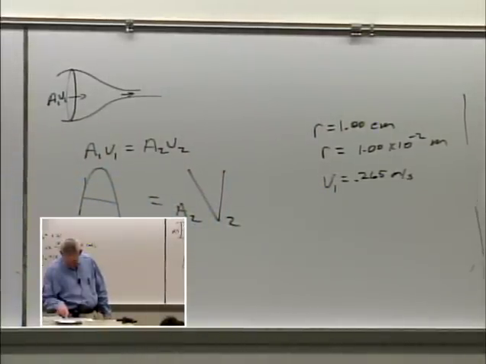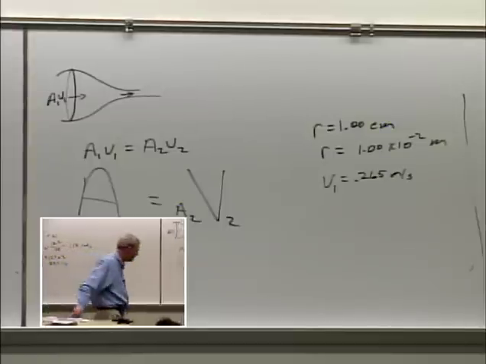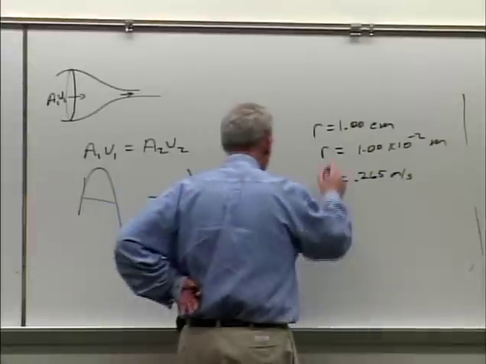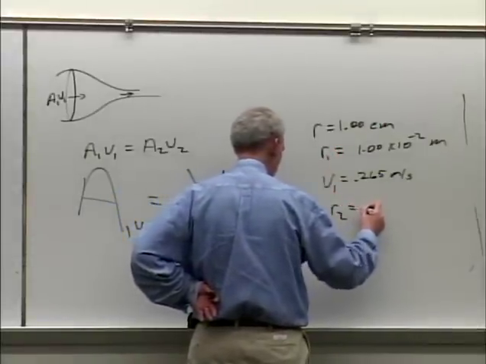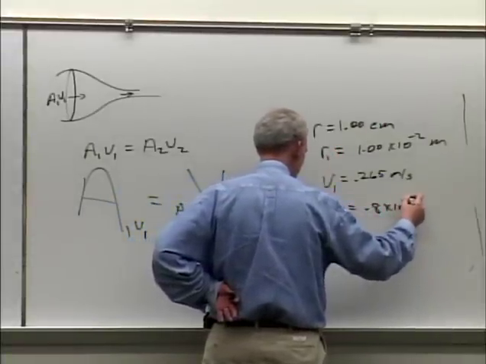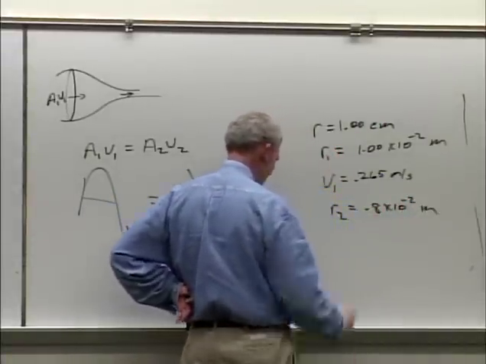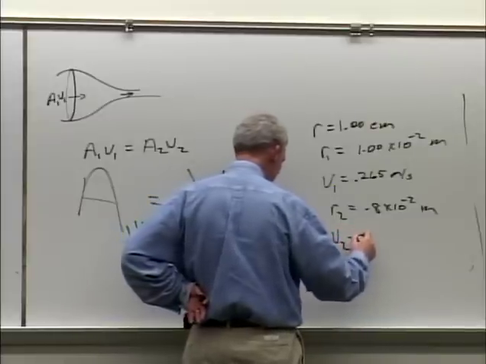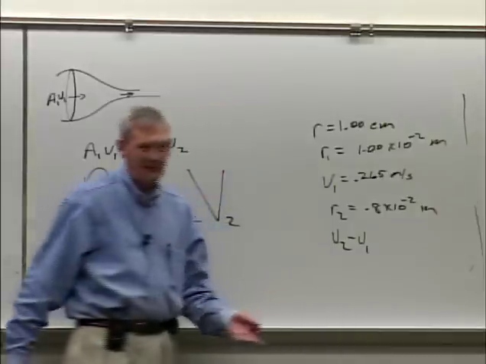If the hardening of the arteries causes the aorta to constrict to a radius of 0.8 centimeters, so now R2 is equal to 0.8 times 10 to the negative 2 meters. They want to know what the difference is between V2 minus V1. Be careful. That's what they're asking.